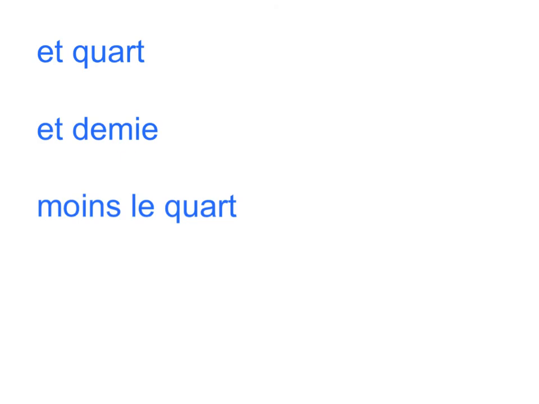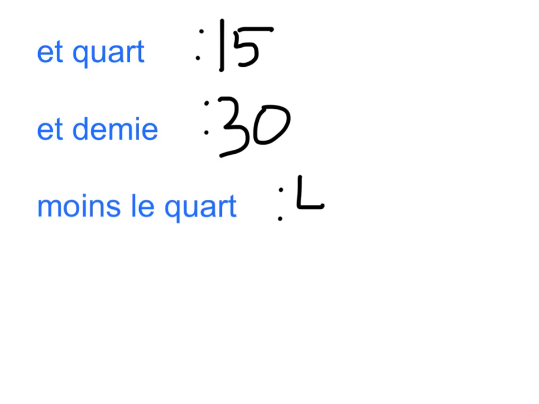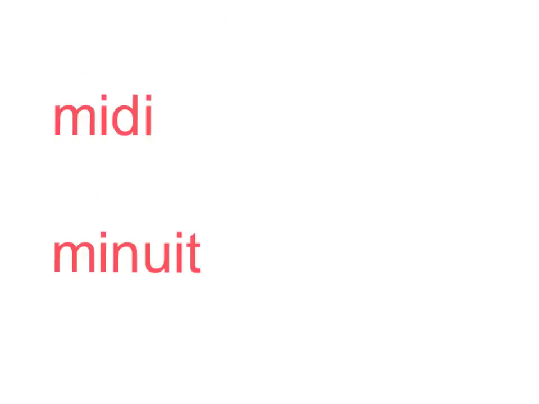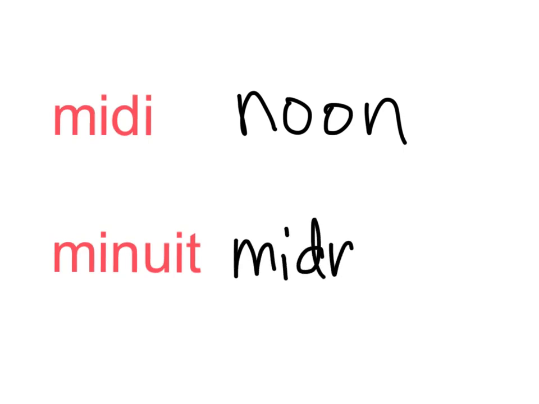And don't forget, for et quart, that means and a quarter. Et demie, half past. Moins un quart is quarter till. Midi is noon, middle of the day. Minuit is midnight, middle of the night.